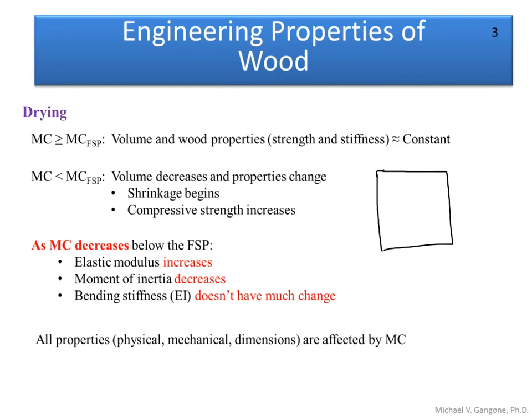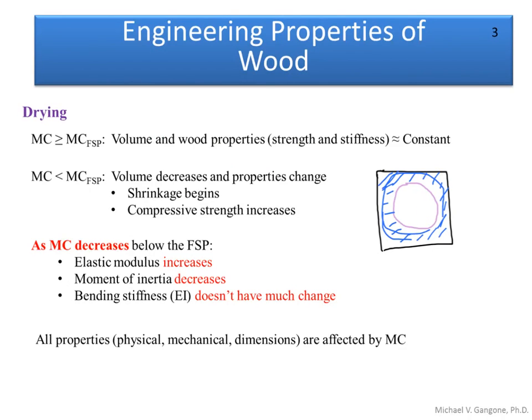Alright, so here is the cell cavity, right here. And this on the outside here is the cell wall. So at the point that we reach fiber saturation, we know that this entire area is filled with water, or saturated, I should say. So all the void spaces in this area are filled with water, but the cavity is empty.